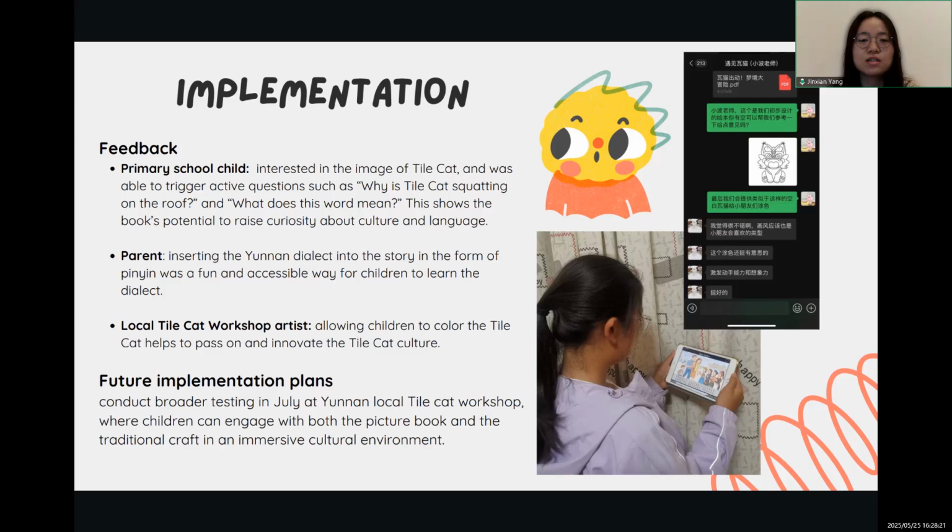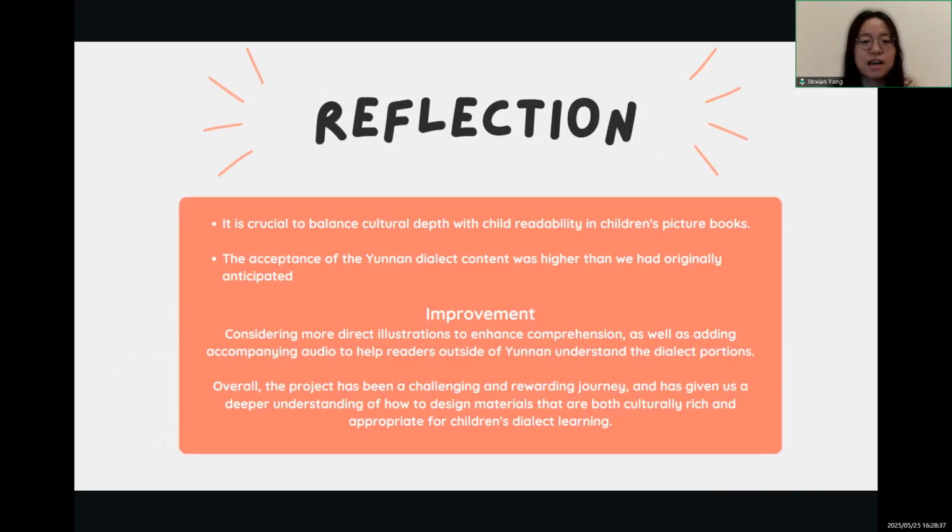And moving forward, we plan to conduct broader testing in July at a local Cat workshop, where children can engage with both the book and the traditional craft in an immersive cultural environment. This upcoming session will help us gather more diverse feedback and observe how children respond to the book when it is embedded in a real-world cultural context.